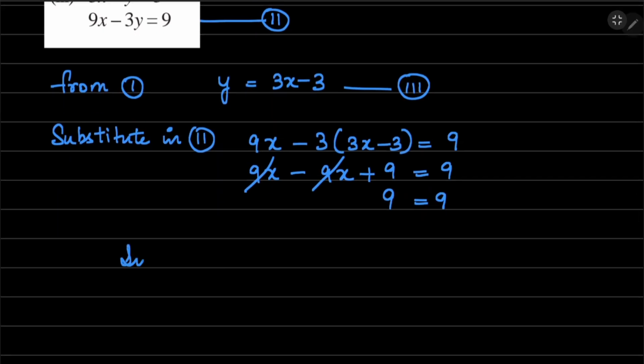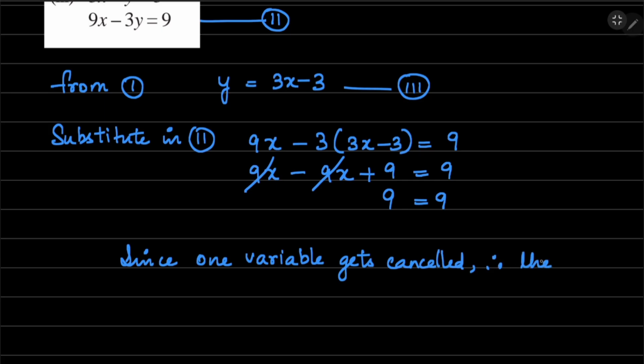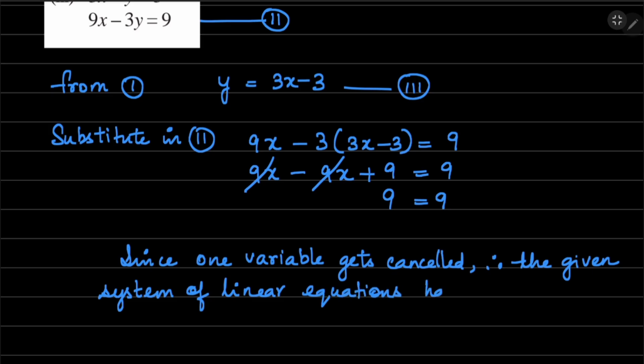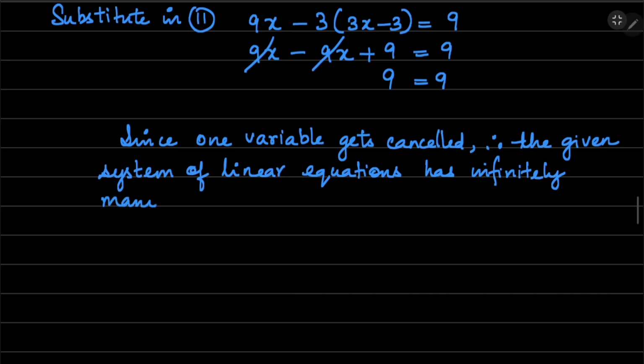So, you can write: since one variable gets cancelled, therefore the given system of linear equations has infinitely many solutions. Not one, not two, but infinitely many solutions.